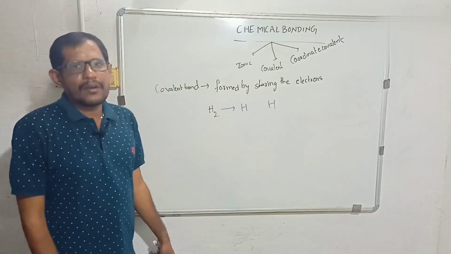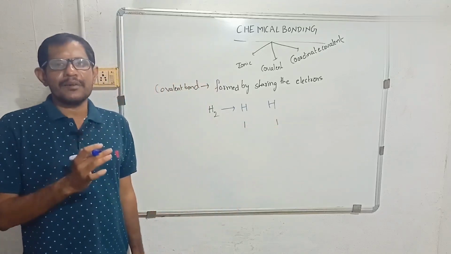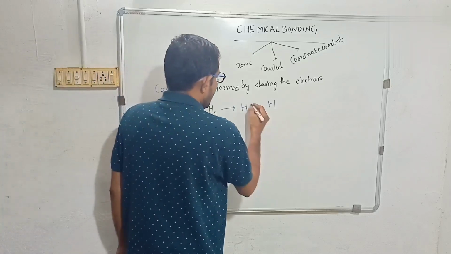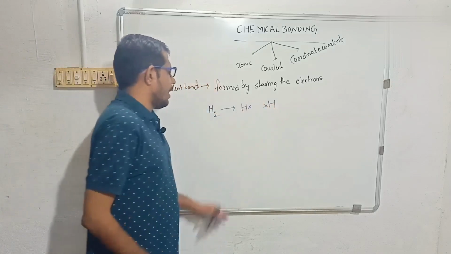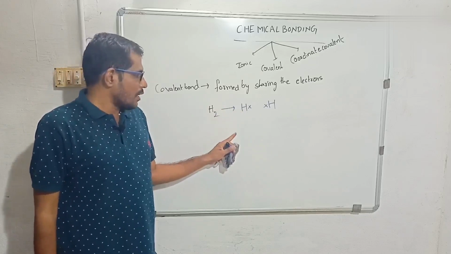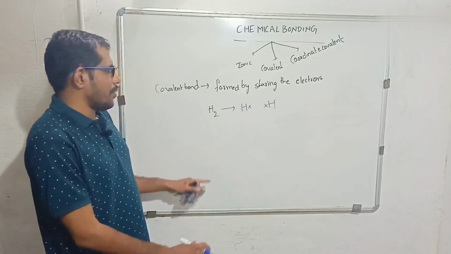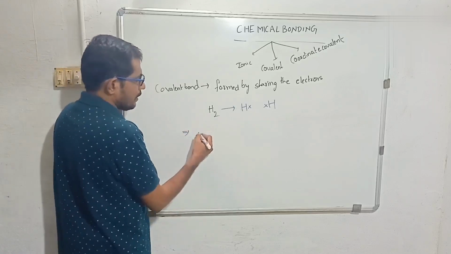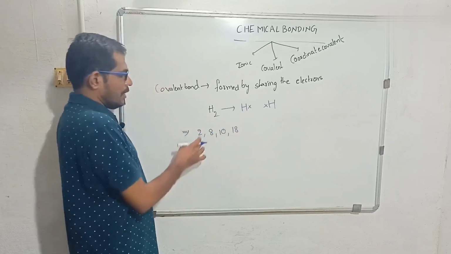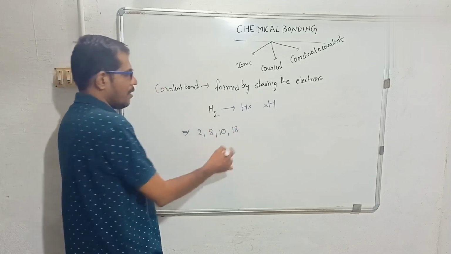Hydrogen atom atomic number is 1, so its electronic configuration is 1. That means it has one electron. In a hydrogen molecule there are two hydrogen atoms, and I am writing the electrons like this. Okay, now what will happen? We know that the electronic configurations with 2, 8, 18 electrons are stable.